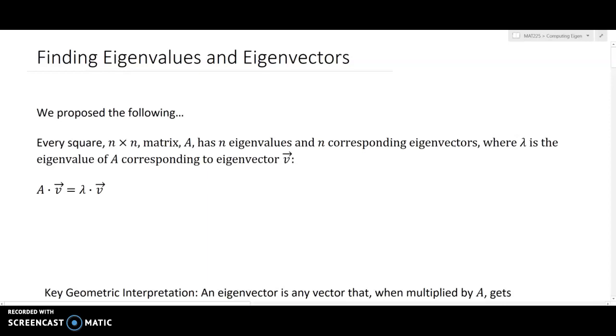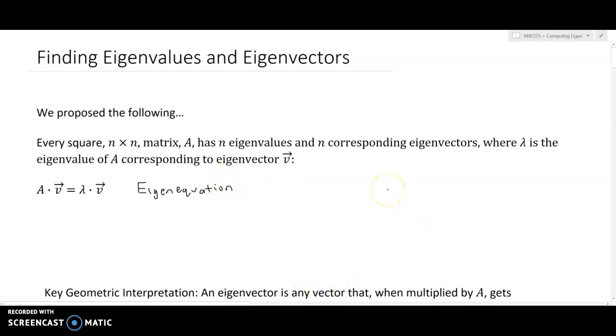It has to be a square matrix. It does not apply for non-square matrices. And lambda is called the eigenvalue of A corresponding to eigenvector V. And we referred to this equation here as the Eigen Equation. So we can call this the Eigen Equation so that we can always reference this guy as needed.